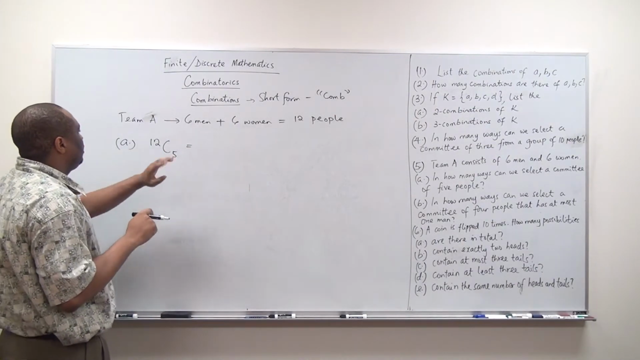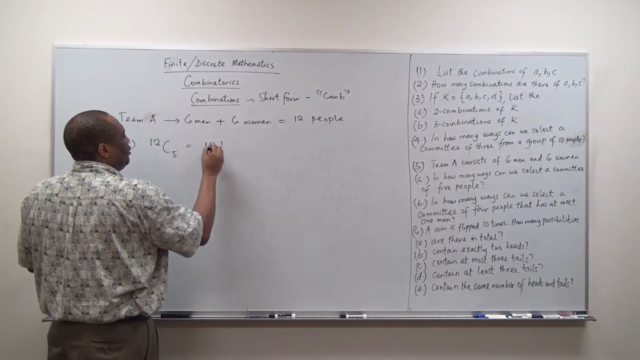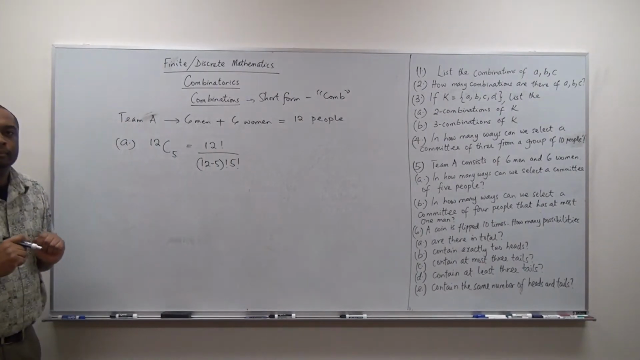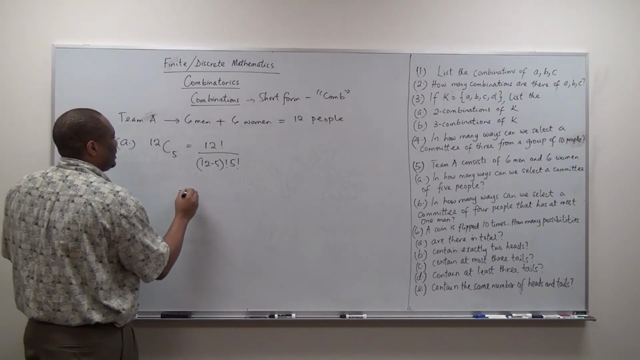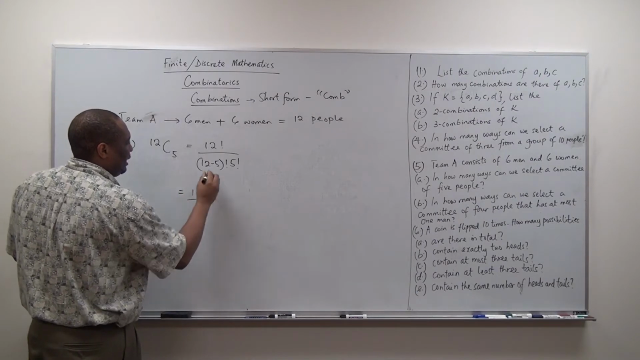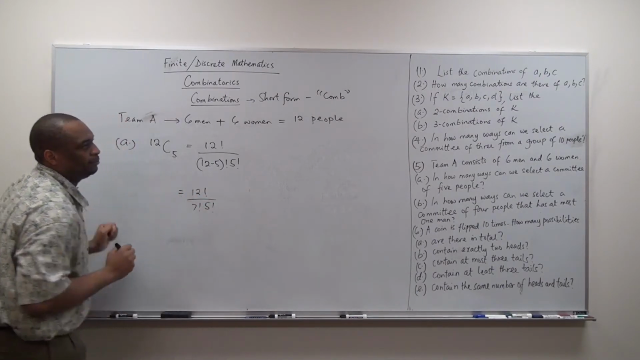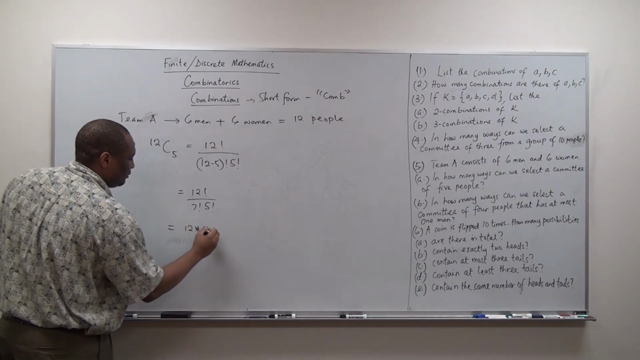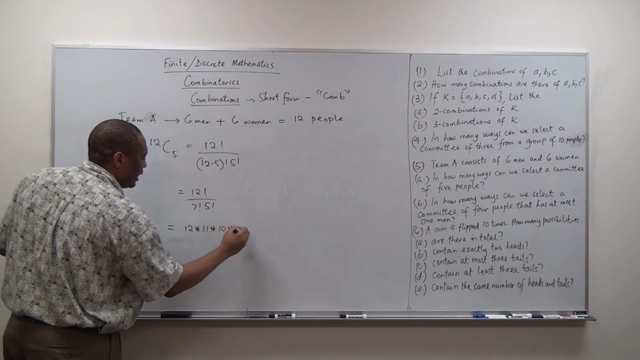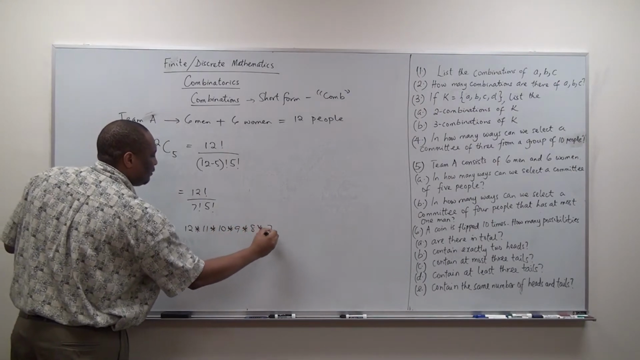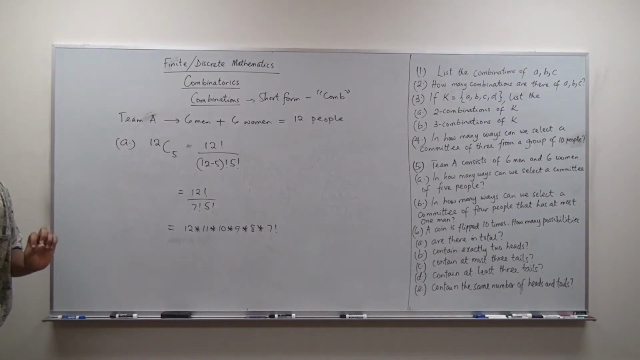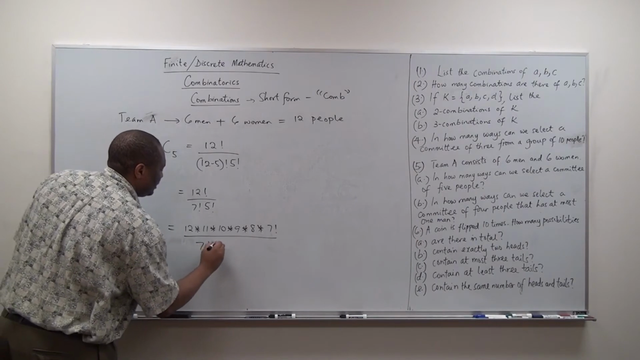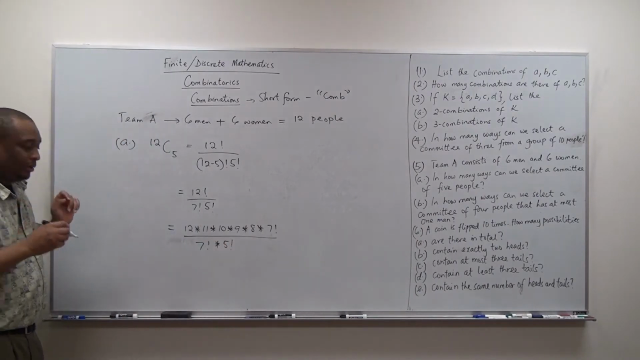Okay? So this will be, of course, 12 factorial over 12 minus 5 factorial, 5 factorial. Right? So this is 12 factorial over 7 factorial, 5 factorial. So this will be 12 times 11 times 10 times 9 times 8 times 7 factorial. I stop there. All over 7 factorial times 5 factorial. I cross out.